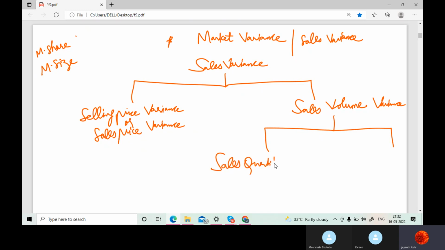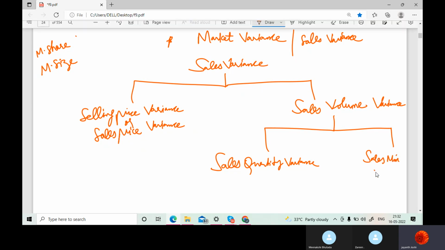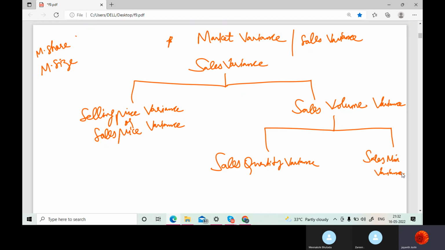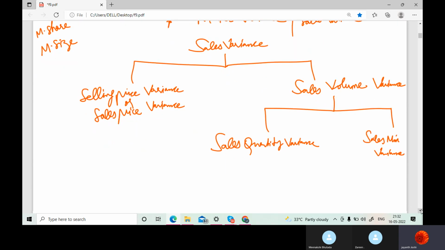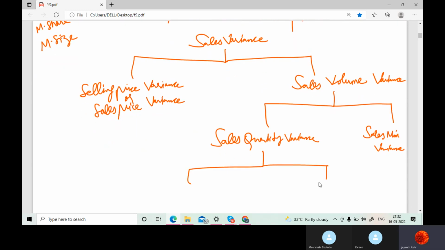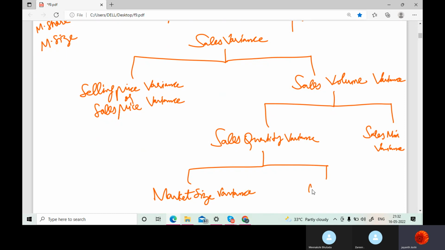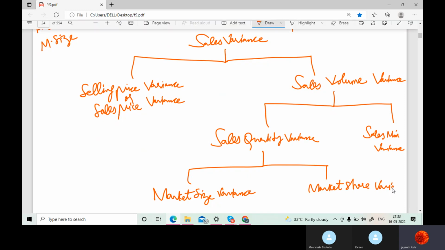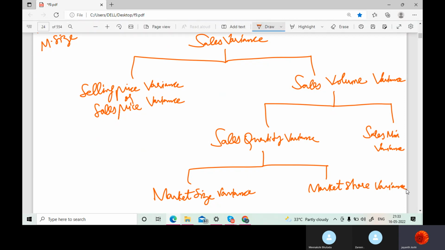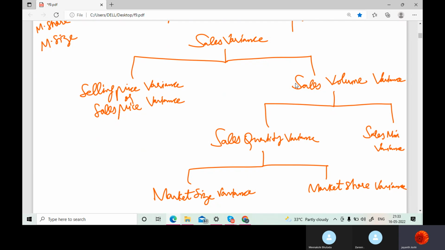sales quantity variance, sales mix variance. Sales quantity variance again I will divide into market size variance, market share variance. So you can make a note of this chart and we'll just try to finish these two right now. Okay, first, and then we'll go for market variances.